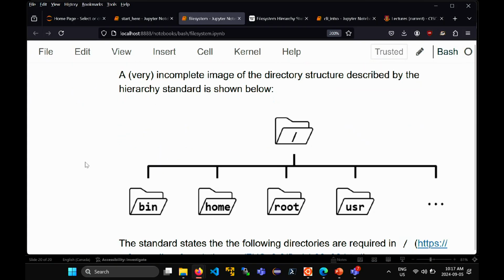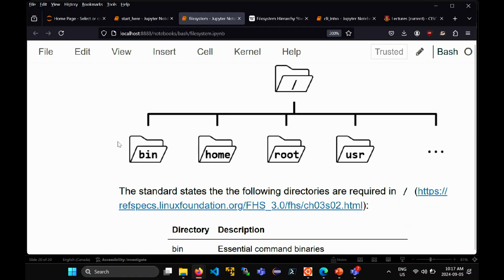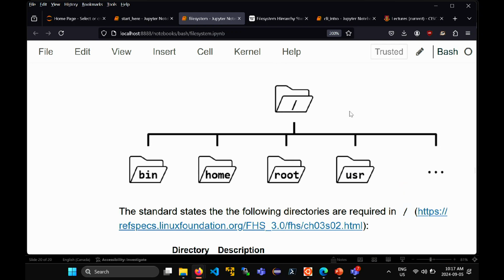All right, so a very incomplete image of the directory structure that's described by the hierarchy standard is this. Even in Mac and in Windows and in Unix, the file systems that you are used to looking at are hierarchical. If you're a Windows user, you know that there's probably a C drive, and in that C drive there's a folder called users. In the users folder, there's a directory that corresponds to your user account, and then in your user account there's another folder, documents, and things like that. So most of these file systems are organized in a hierarchical fashion.